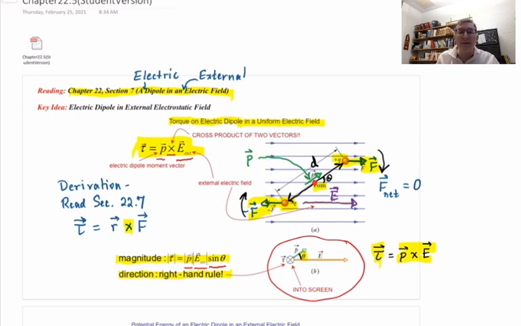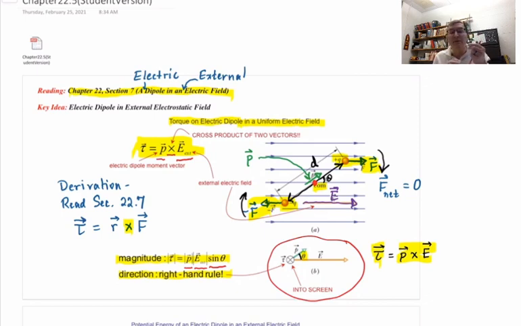Our original two vectors, P and E, are in the plane of the screen, so the torque on our dipole, that vector, must be perpendicular to the plane of the screen. Well, that only leaves you two options: straight out of the screen towards us, or straight into the screen away from us. And we only have to determine which of those two possibilities is the correct one. And the way you do that is with the right-hand rule. So remember, I used to use like two pens. I like to use the two-pen approach to doing the right-hand rule.